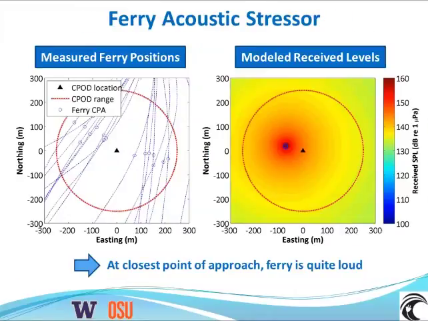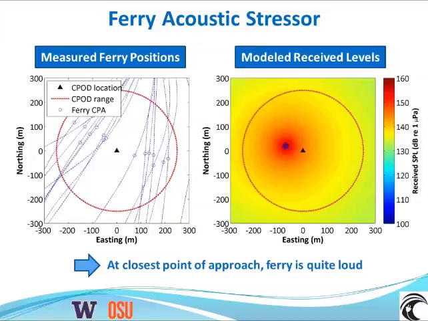So thinking about the ferry as an acoustic stressor, on the left side, I'm showing the measured ferry positions as reported by the AIS. At the center of that red dotted circle that denotes the CPOD's effective range, there's the CPOD that's been deployed. The dashed blue lines denote the ferry tracks. These are outbound ferry tracks through the project area. And the blue circles denote the closest point of approach.